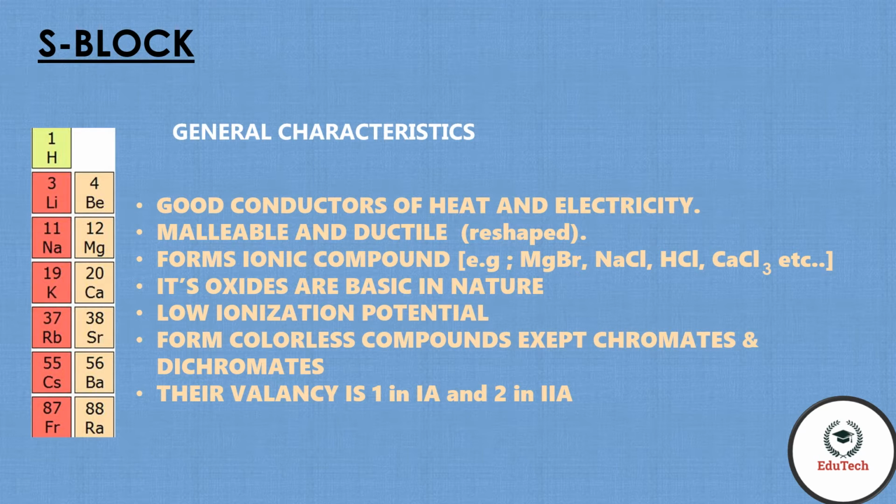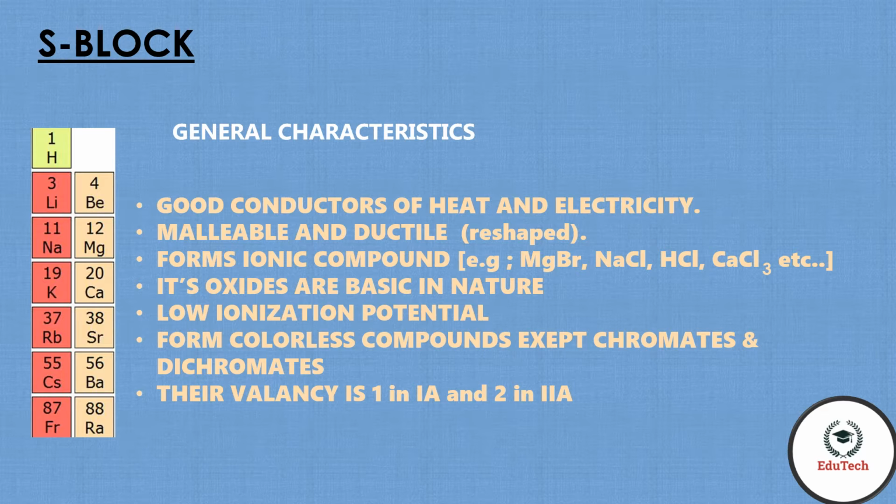S block. The general characteristics of S block are: they are good conductors of heat and electricity. They are malleable and ductile. It forms ionic compounds. Example: magnesium bromide, sodium chloride, hydrogen chloride, calcium chloride, etc. Its oxides are basic in nature.